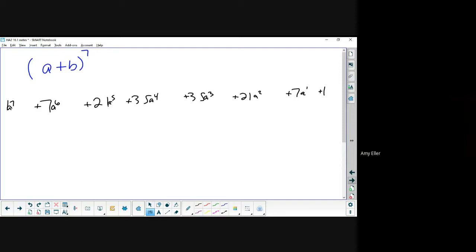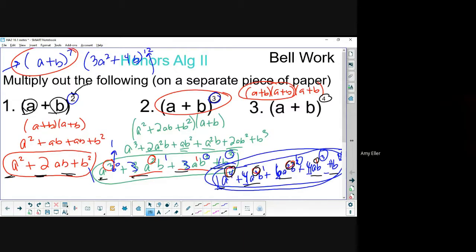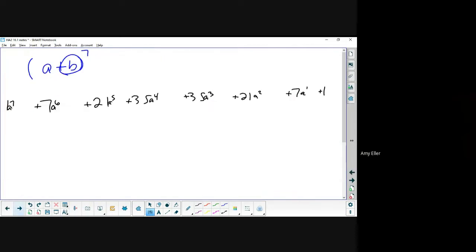Then I need to do this variable. If you look back at your bell work, the second variable is B to the third, B to the second, B to the first, on down the other direction. So I'm going to start down here, and I'm going to do B to the 7th, B to the 6th, and so on.